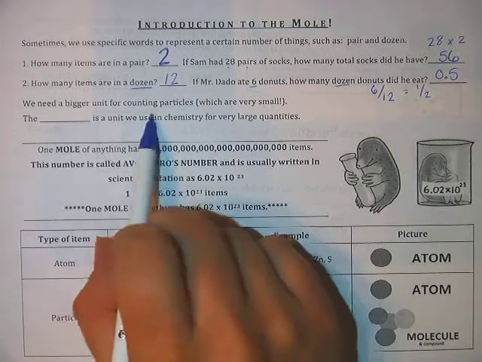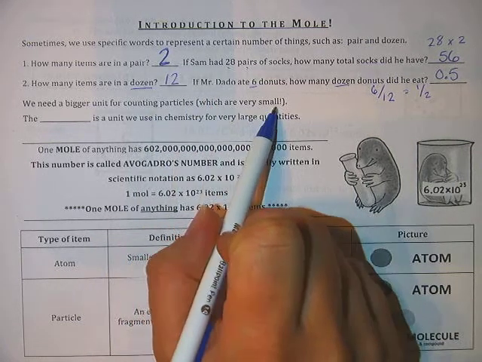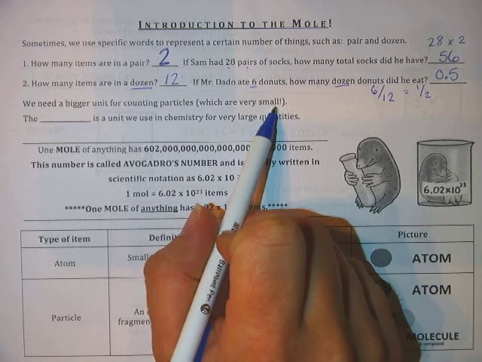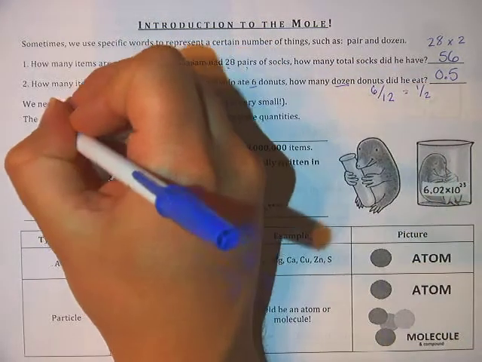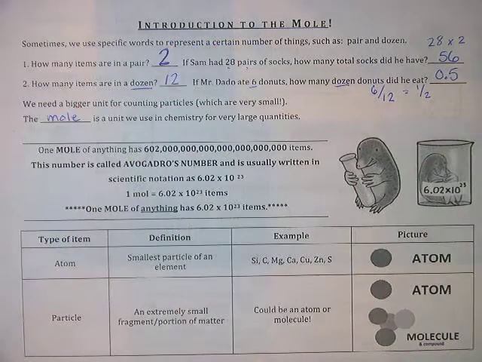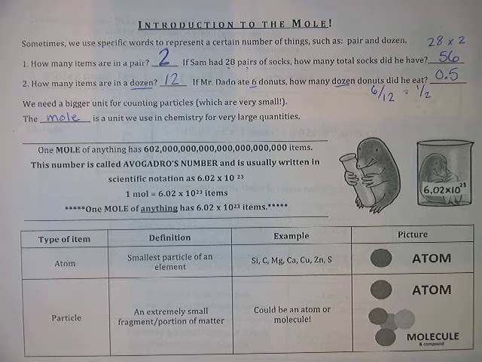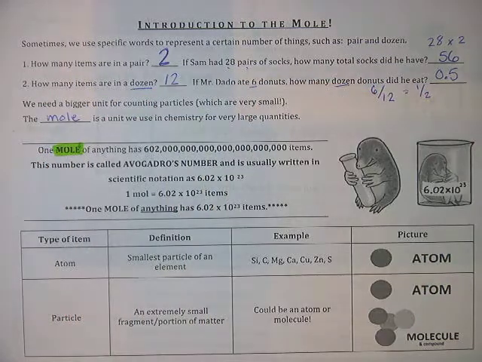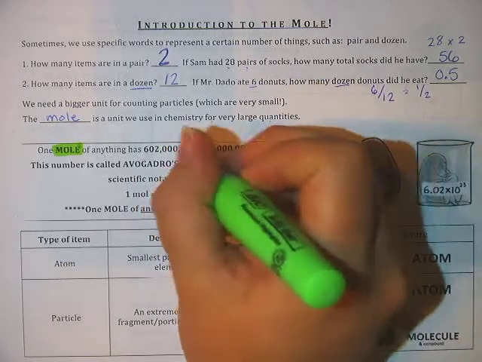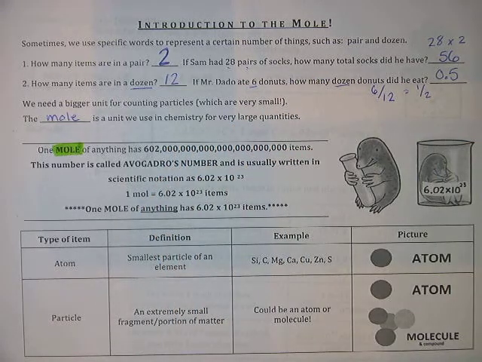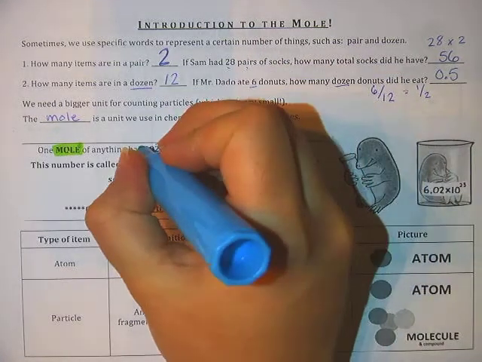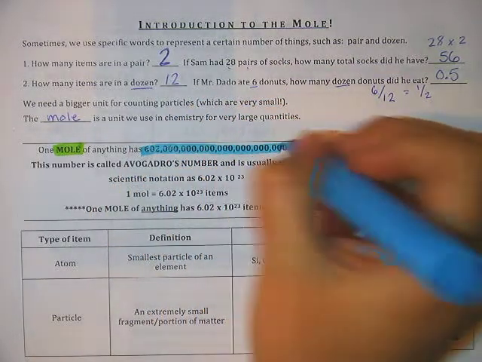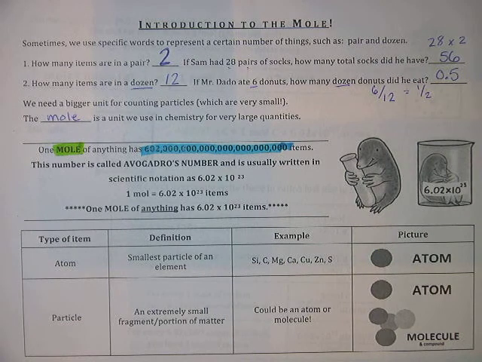We need a bigger number when we count particles because they are very small and there are a lot of them. So instead of pair or dozen, we use the word mole. The mole is a unit we use in chemistry for very large quantities. So here is our new definition of the word mole. 1 mole of anything has 602 sextillion items. It's a very large number. That is our new definition of the word mole.